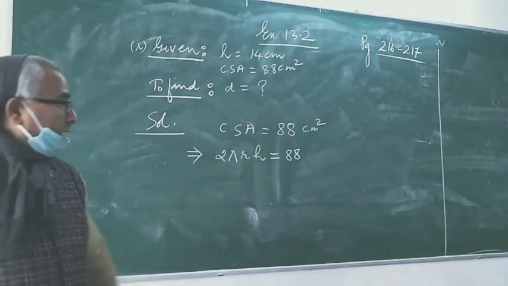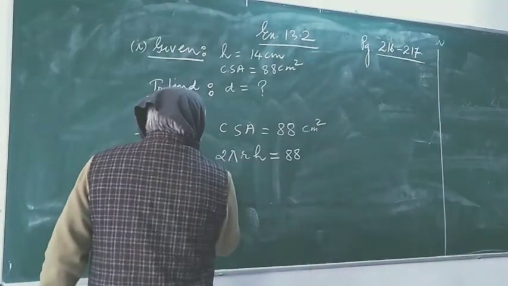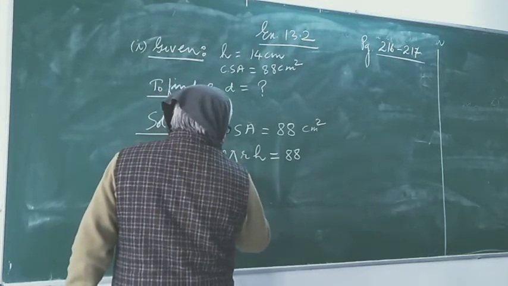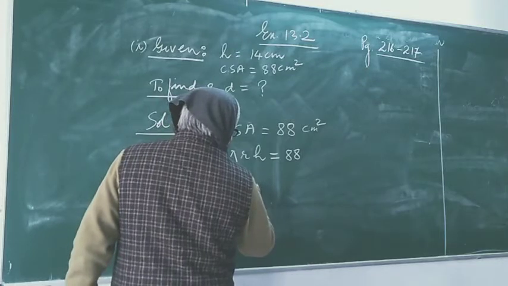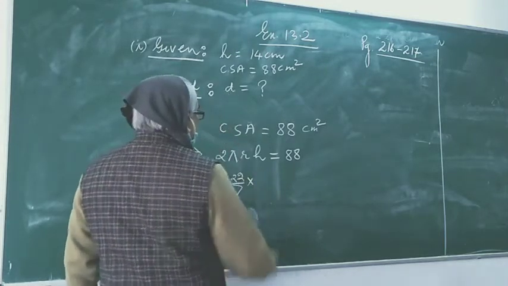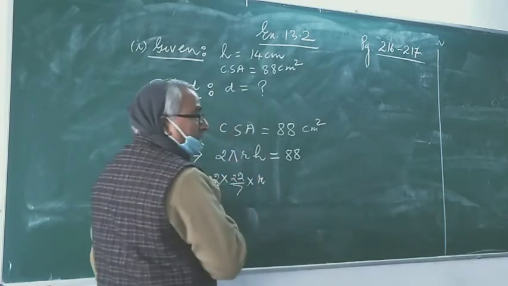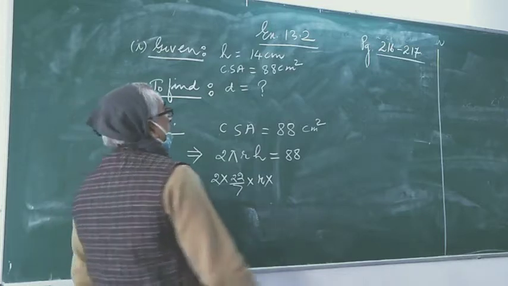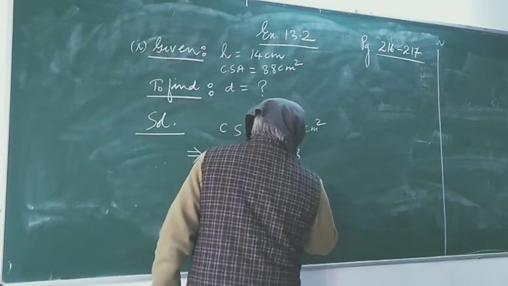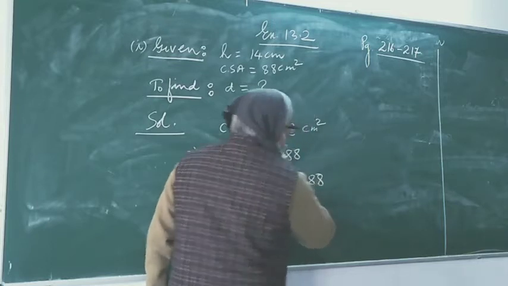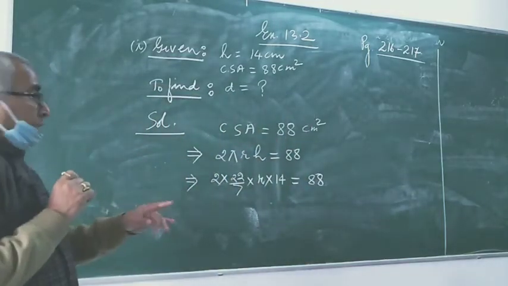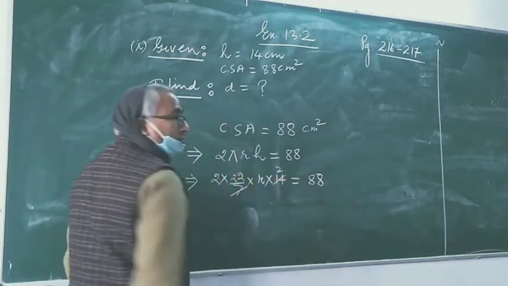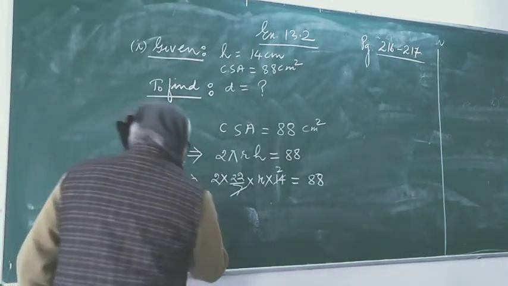Is it clear? Now see, 2 will be written as 2, pi will be 22 by 7. What value of r is there? r is not given, so it will be noted down as it is. And the value of height is given: 14 centimeter. That is equal to 88. Am I correct? Now what to do? This 14 can be cancelled by this 7, 7 twos are 14.